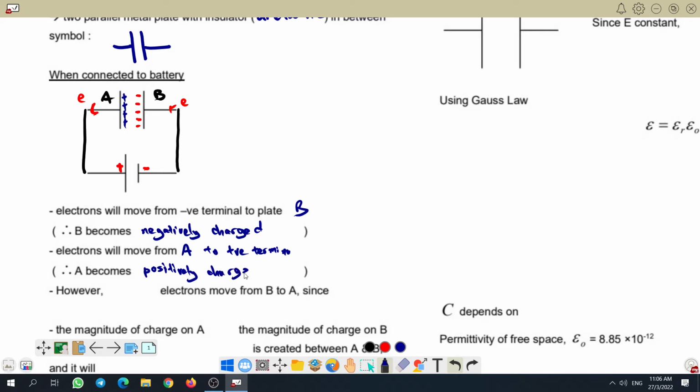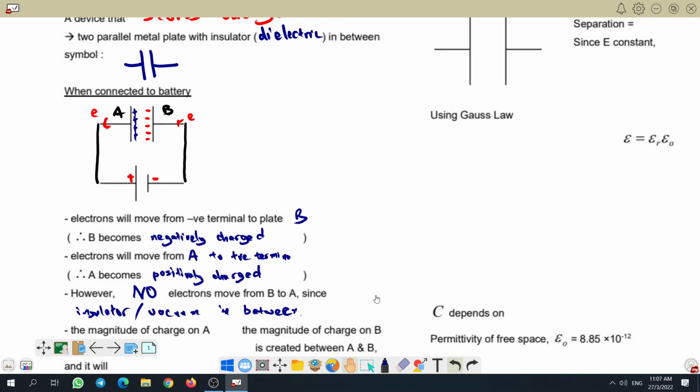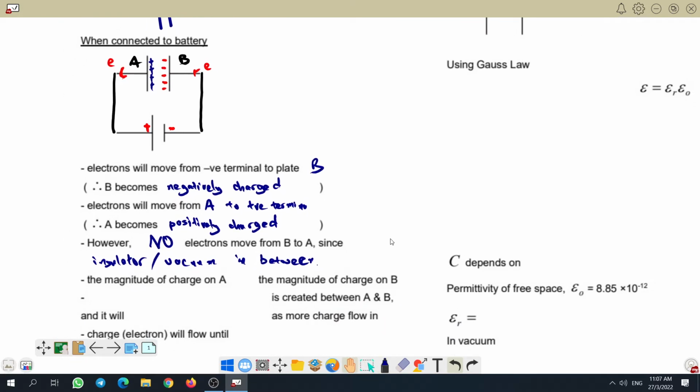Okay, but keep in mind, ada tak charge yang melompat dari A ke B? Tiada. No electron actually move from A to B, since we have an insulator, or we can actually just leave it as a vacuum pun boleh. Vacuum in between. Okay, which one will have more charge, A ke B? Sama kan? Alright, magnitude of charge of A equals to magnitude of B.